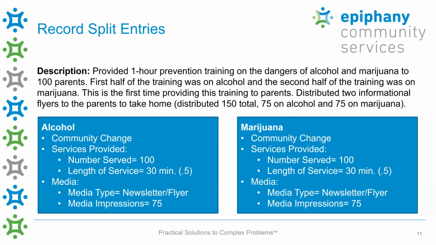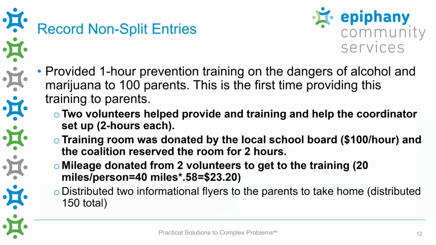All right. So when it comes to splitting your entries, remember guys, we said we originally counted out 6 outputs we'd have. Now that we've split up our entry into alcohol and marijuana, where we can, for this one training that we provided, we're technically going to now have 9 outputs or 9 entries in Reach. We're going to have our 3 for alcohol, our 3 for marijuana, and then we're also going to have our 3 for our resources generated that we're keeping under general.